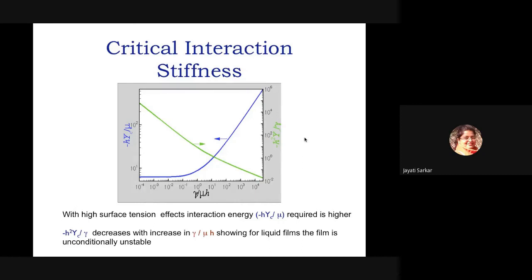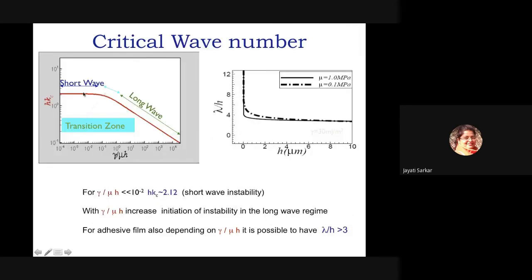So any viscous film should be unstable. There should not be a critical condition for it to be unstable. There was no thickness below which it should be unstable. So if the interaction stiffness is felt, then it can become unstable at any thickness. So there's no critical interaction stiffness. So one can find out the wavelength. Again, it can be seen that the critical wavelength that first initiates is only dependent on the parameter gamma by mu h.